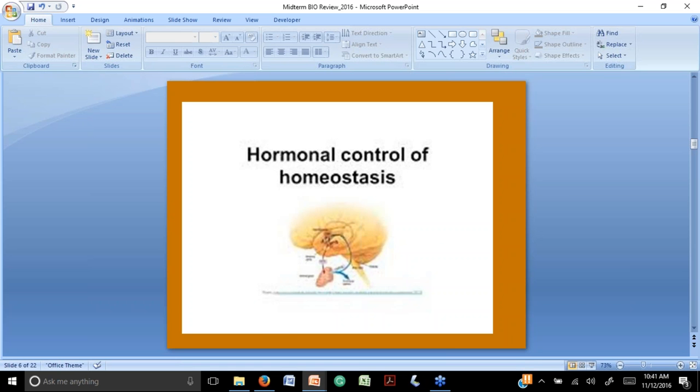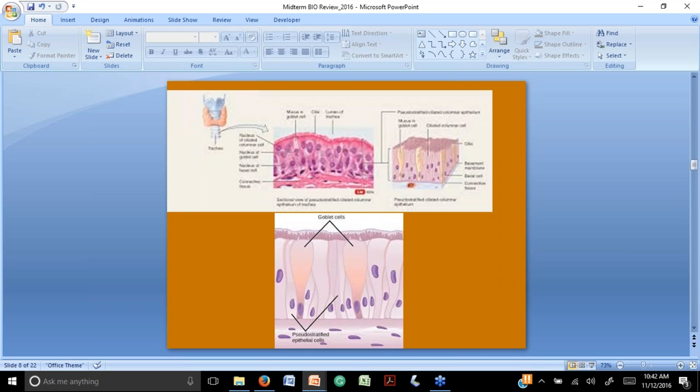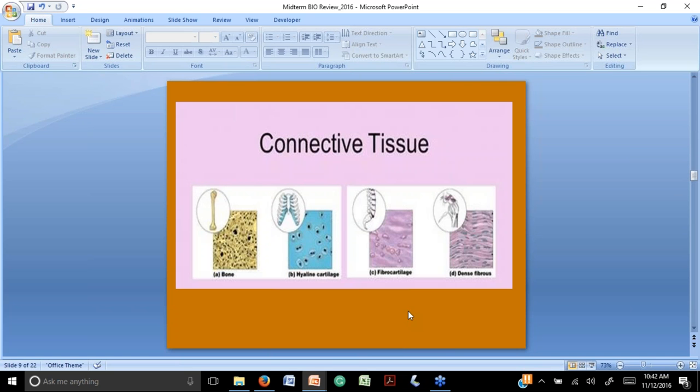We need to remark on the hormonal control of homeostasis. Remember what homeostasis is? Homeostasis is the internal balance, and we are going to talk about it a lot today. Then we are going to talk about the pH values, and what is acid and what is alkaline. I want you to get ready to remember which substances in the body have pH 2, pH 6, pH 12, pH 7, etc. We are going to talk about epithelium, and one of the most important, as I was telling you in class, is the pseudo-stratified epithelium. That is about the respiratory tract and the importance of these cells.